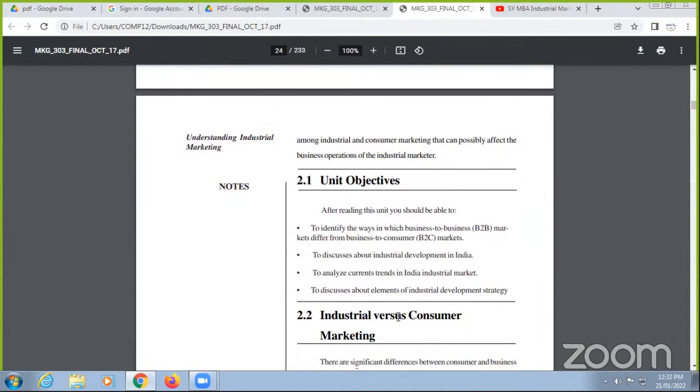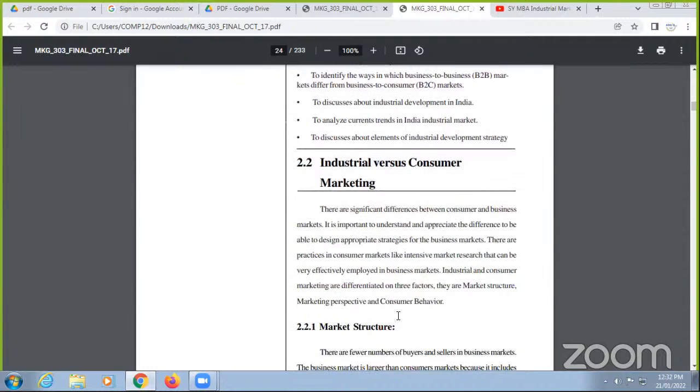Next, in this unit, the first objective is to discuss the industrial development in India. Second, to analyze current trends in the Indian industrial market. And third, to discuss elements of industrial development strategy.